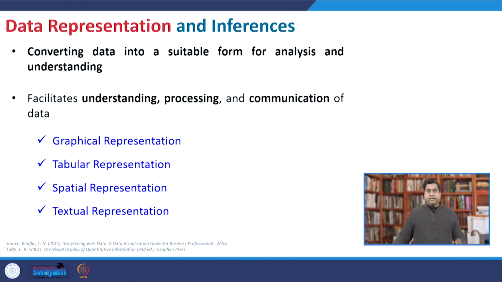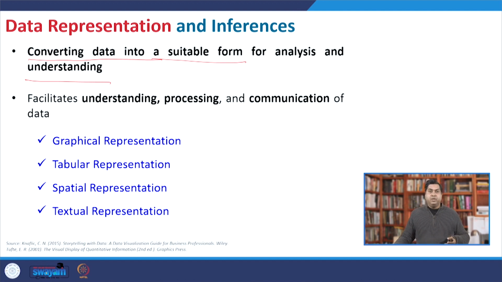Now, what exactly does data representation help with in our research? It converts the data into a suitable form for analysis and understanding of the phenomena. It may be a simple frequency, a correlation, or a cross tabulation. So, there are different ways you can present your data set. It may be the raw data that you collect, or the processed data. If it is analyzed data, how do you write those findings in a suitable manner? You can represent the same results in multiple ways.